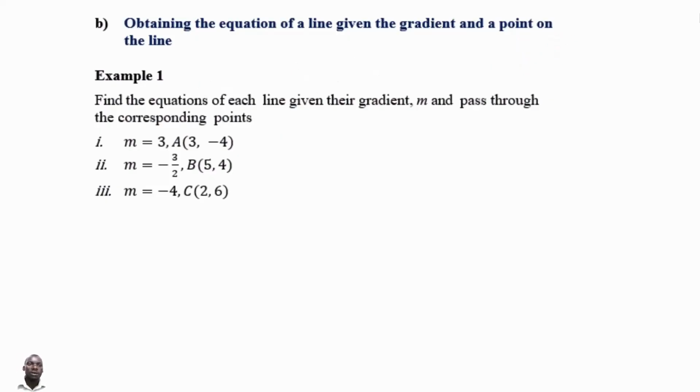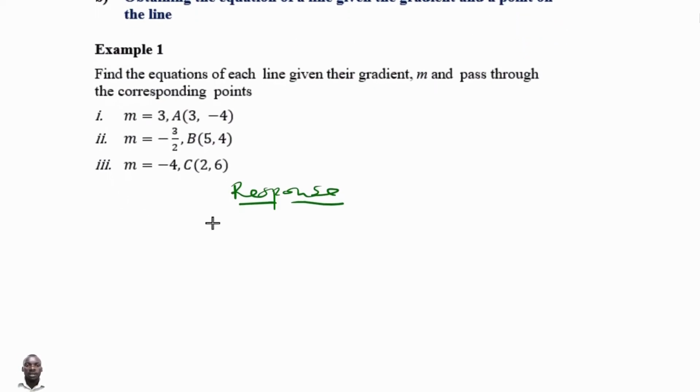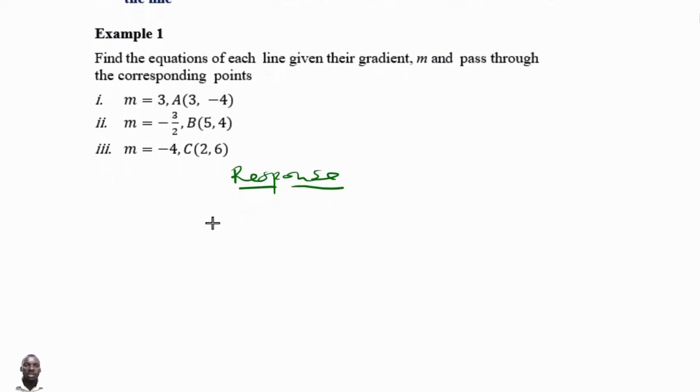B, which is obtaining the equation of a line given the gradient and a point on the line. So let us have our response here. Being given the gradient and then 1 point, how do we get the equation?